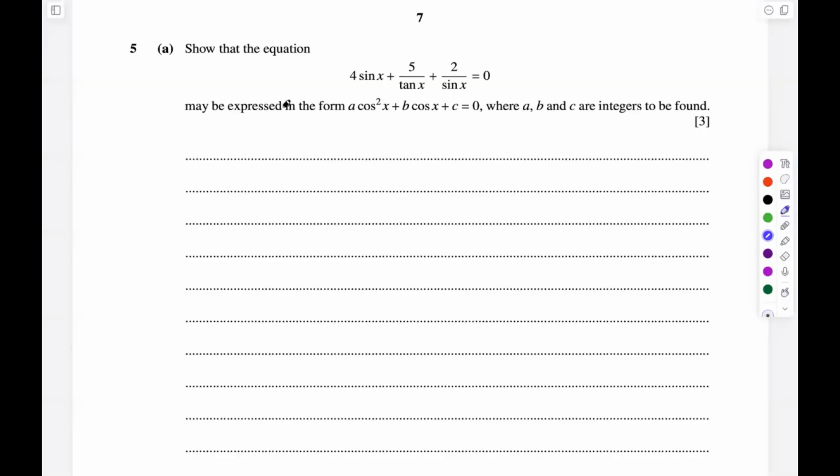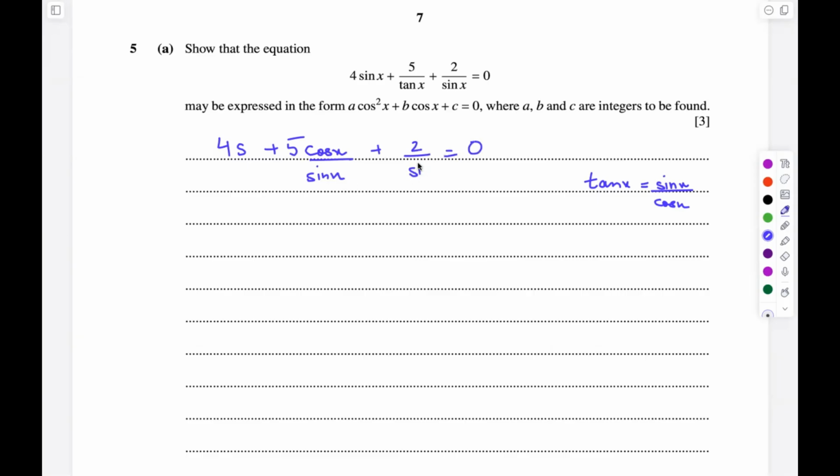Question 5a, we have to show that the equation 4 sin x plus 5 upon tan x plus 2 upon sin x equals 0 may be expressed in the form a cos squared x plus b cos x plus c, where a, b, and c are integers. So in the first step, the equation is 4 sin x plus 5 upon tan x. Now we know that tan x is equal to sin x upon cos x. So when we substitute sin x upon cos x, this can be written as 5 cos x upon sin x, plus 2 upon sin x is equal to 0.